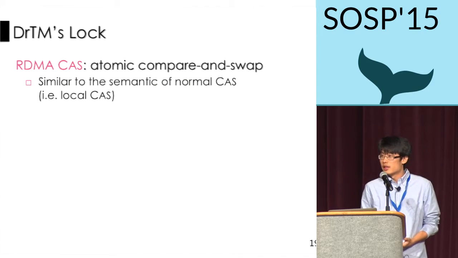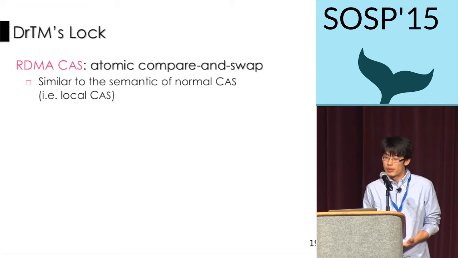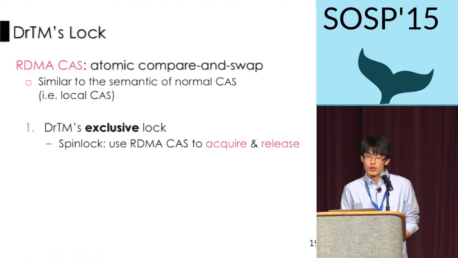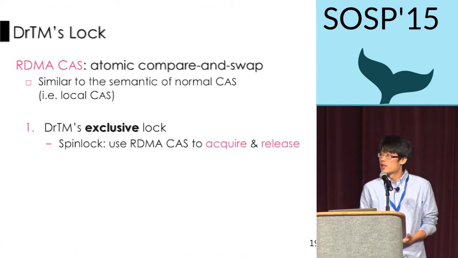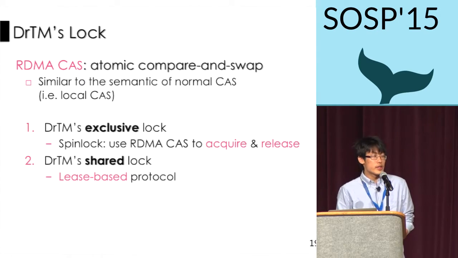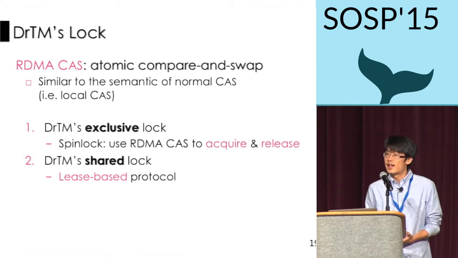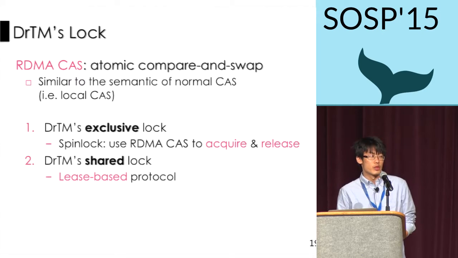We noticed that RDMA's atomic compare and swap implements the same semantics as a local processor's compare and swap. So it is easier to implement the exclusive lock. In DrTM, we use this primitive to implement a spin lock for our exclusive lock. However, it is harder to support a shared lock due to RDMA operations' less expressiveness. We use a lease-based protocol to support a shared lock.